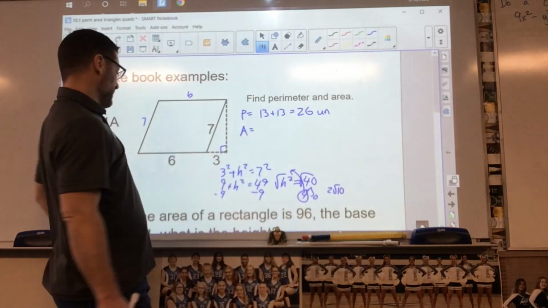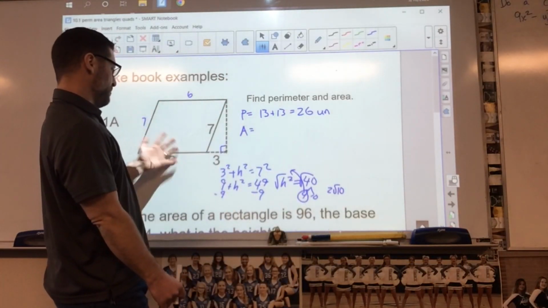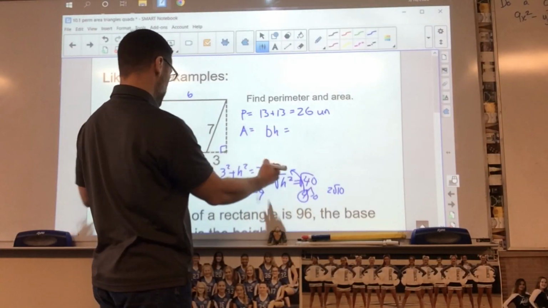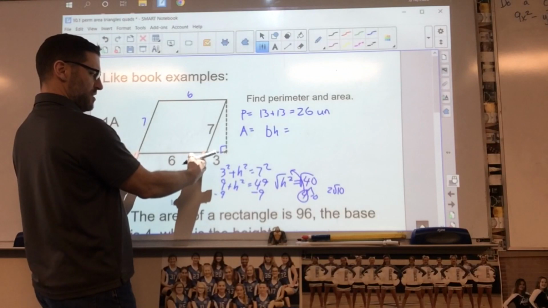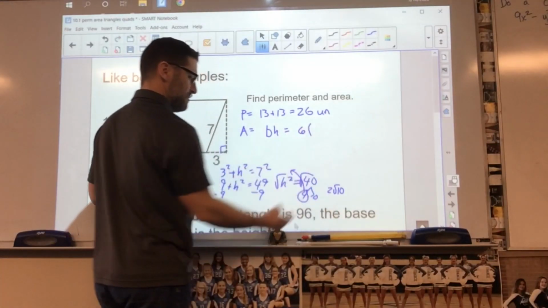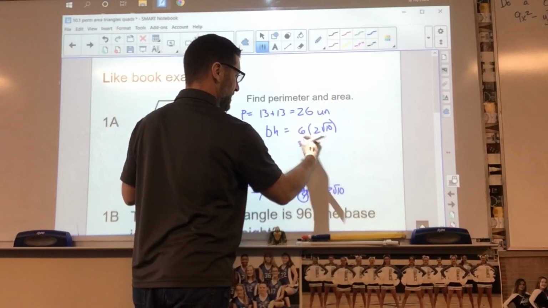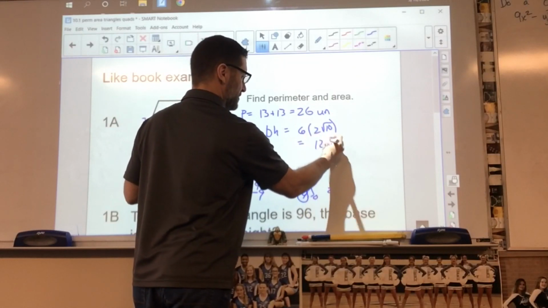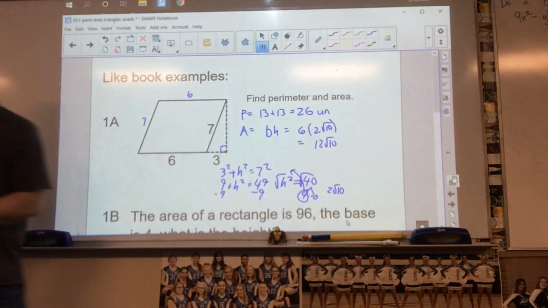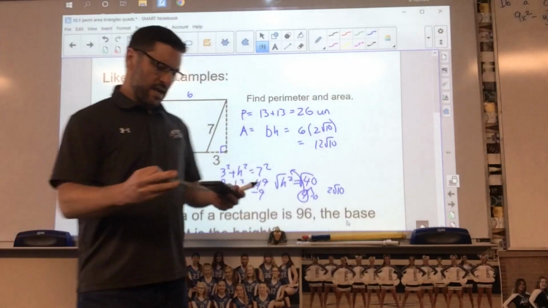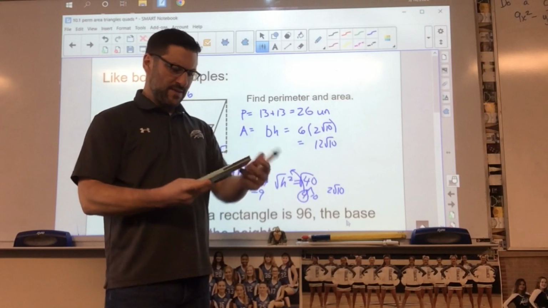So area formula for parallelogram. Area is equal to base times height. My base is only this part, the 6, and my height is the 2 root 10, and I got 12 radical 10. And I do think there's some value right now in taking a calculator and find both the radical form and the decimal form.